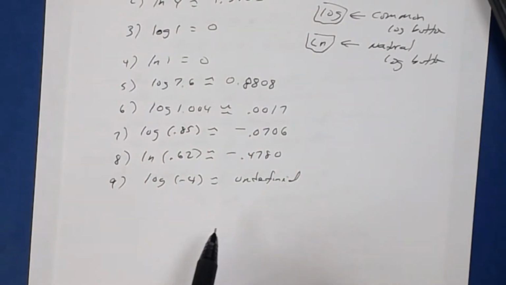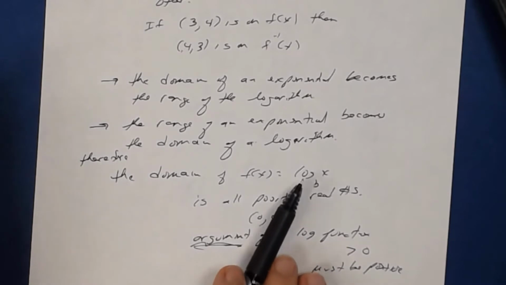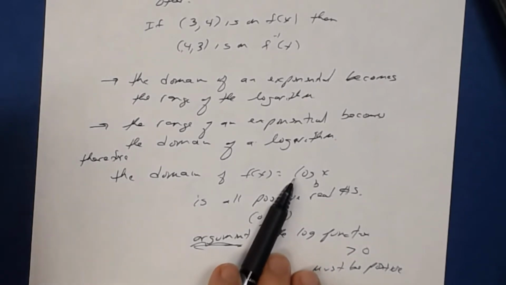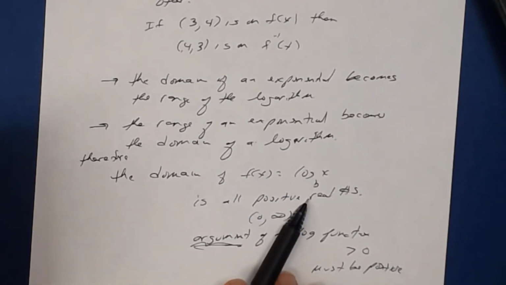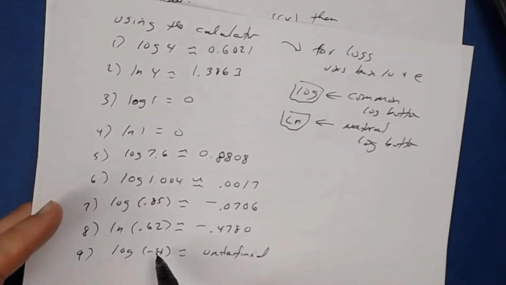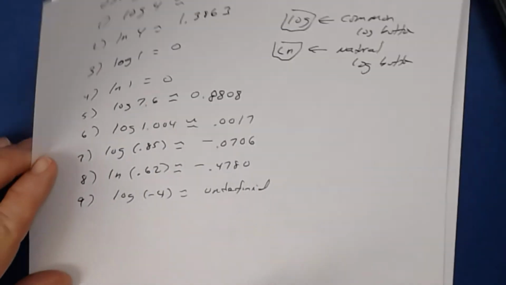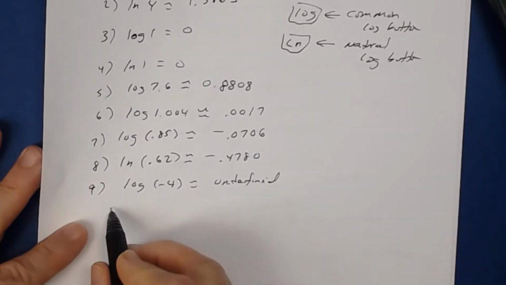So that means from our discussion, and that's why I said this, the domain of a logarithm, a log function, is all positive numbers. So basically your argument must be positive. So this is my argument. The argument was what kind of number? Positive.